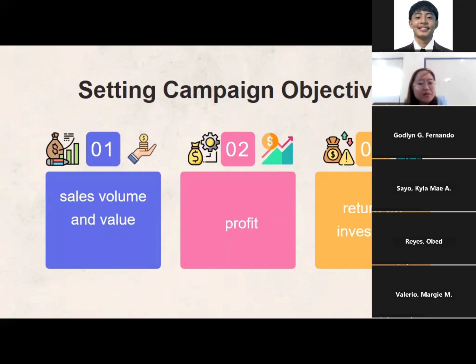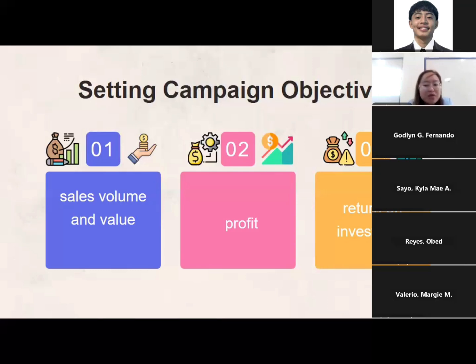An example is Coca-Cola. In terms of sales volume, Coca-Cola might set a campaign objective to increase the number of bottles sold by 20% during the summer season. This means that they're focusing on boosting their sales volume and value. Another example is in terms of profit. Apple may aim to launch a new product with the objective of increasing their overall profit by a certain percentage. They focus on ensuring the new product generates high profits and contributes to their financial goals.